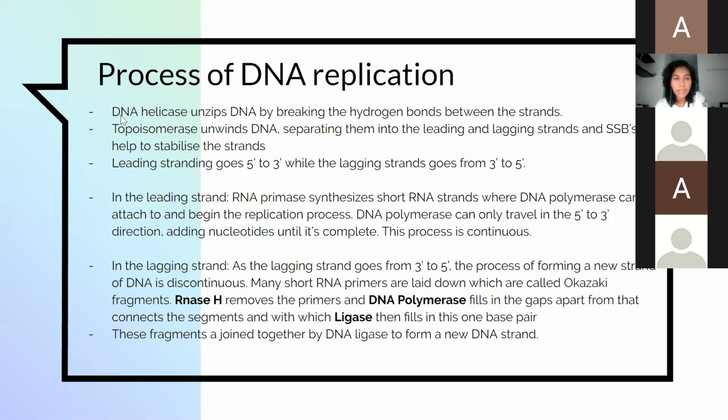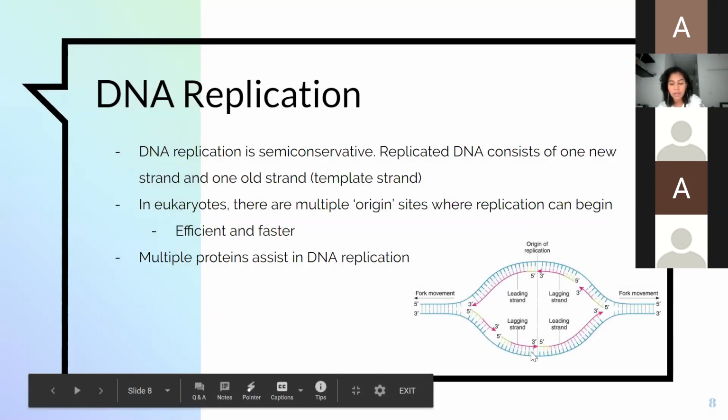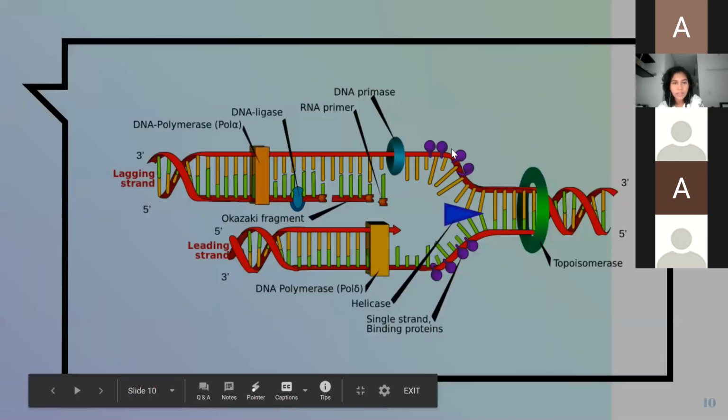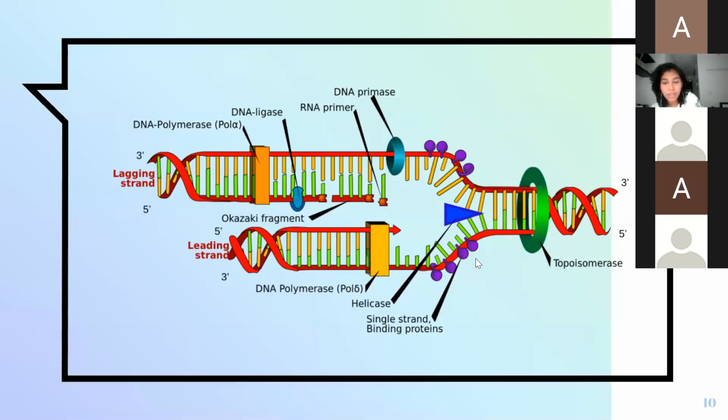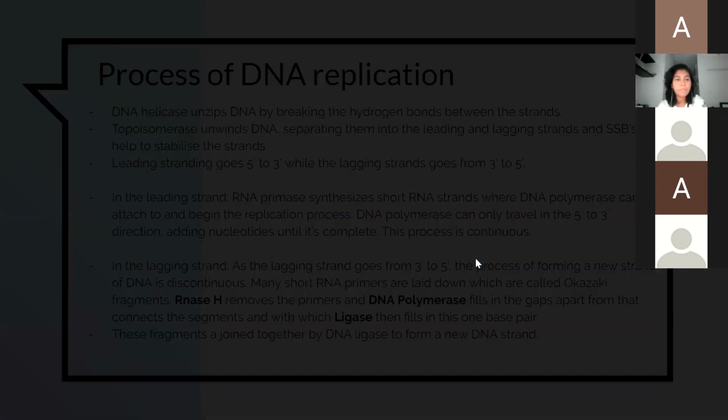So once DNA helicase has broken the hydrogen bonds, you form a leading strand and a lagging strand. These strands are kept stabilized and apart by SSBs, single-stranded binding proteins, which just help to stabilize everything.